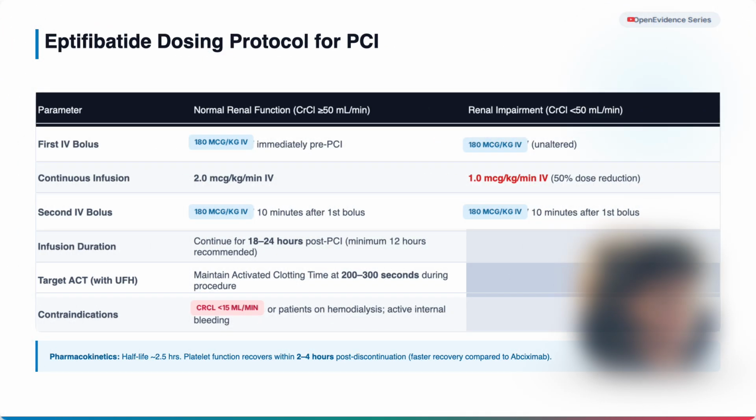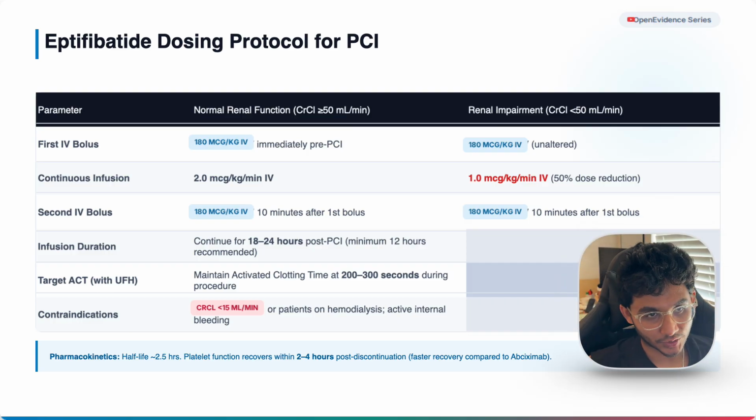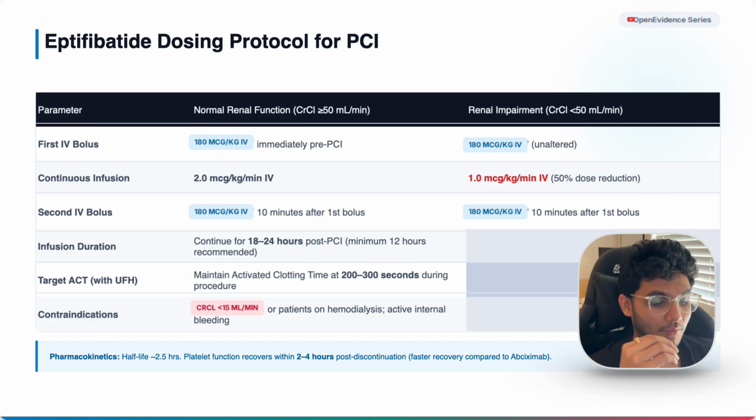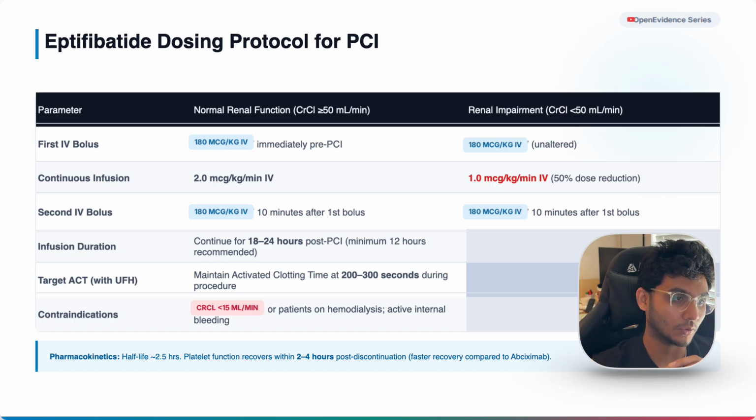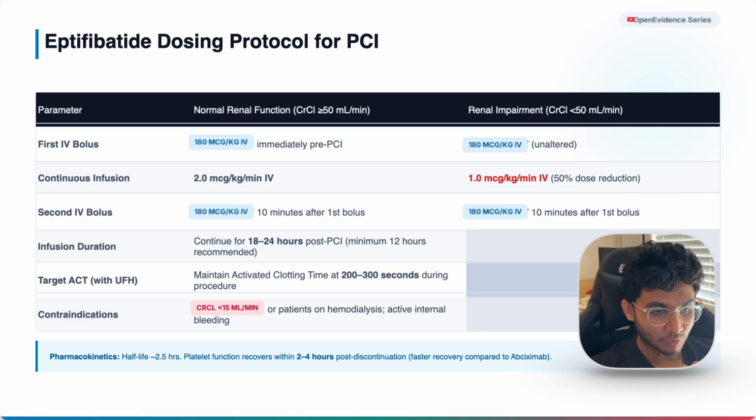Alright, so these are some of the dosing indications for both patients with normal renal function and renal impairment. Remember, if they have renal impairment, you can still use the boluses, but the slow infusion rate is going to be 50% lower. So 180 microgram per kg IV is the first IV bolus that you should use pre-PCI. And then you continue the infusion at 2 mcg per kg per minute IV, and let it run for a minimum of 12 hours. The whole window is 18 to 24 hours.